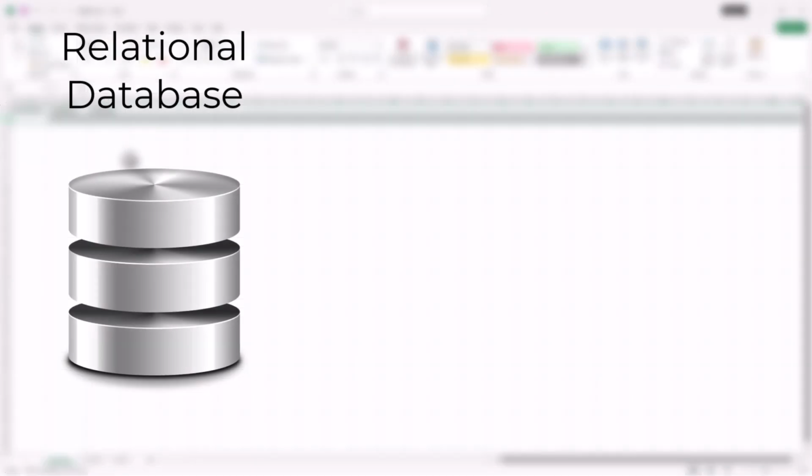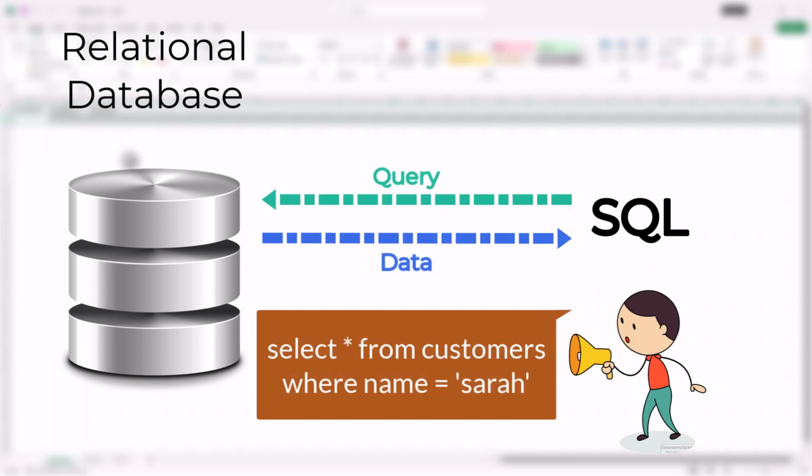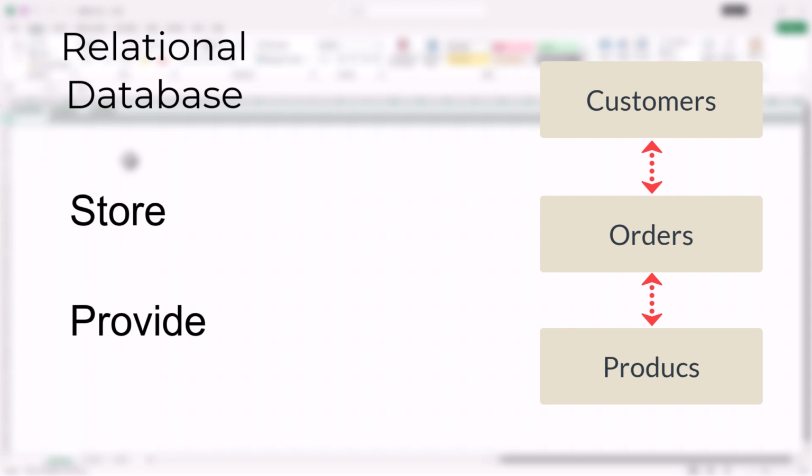A relational database is the entire organized workbook, and SQL is the language we use to talk to this workbook. And this is one of the biggest advantages, because we can directly talk to our data. For example, we can say, show me all the customers named Sarah. A relational database is a type of database that stores and provides access to data points that are related to one another.